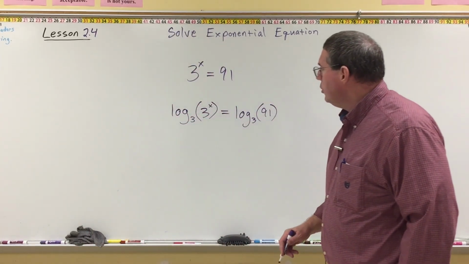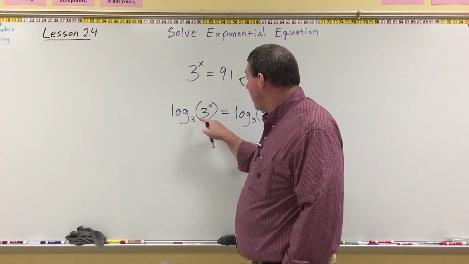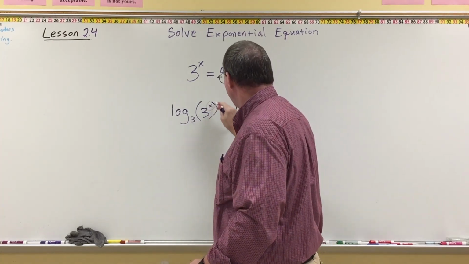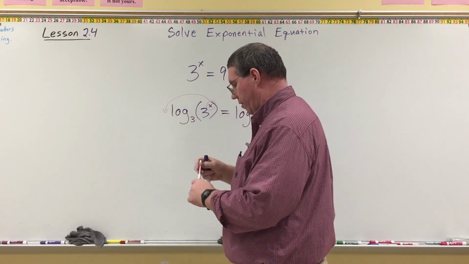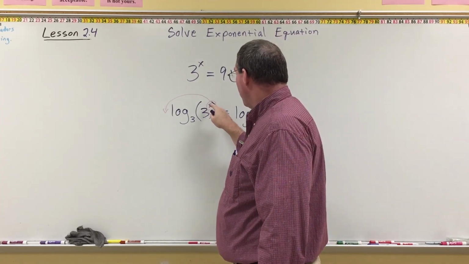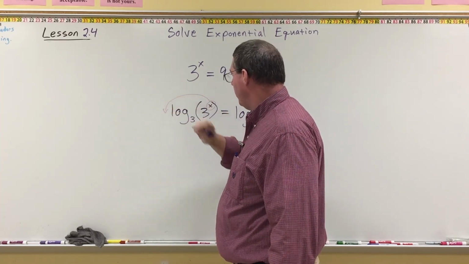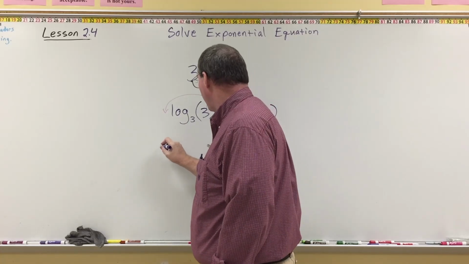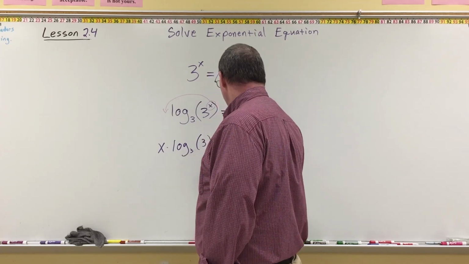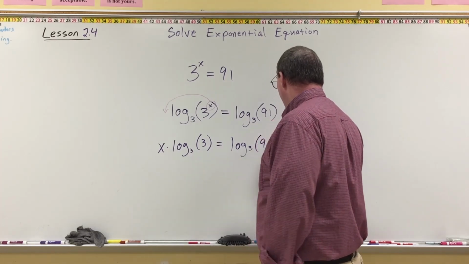Okay? Now I want to remind you that when we learned the properties of logarithms, one of the properties we learned is that inside of a logarithm, if there's an exponent, that exponent can be moved to the front of the logarithm as multiplication. And so that's what we're going to do here. We're going to take that x off the 3 and move it to the front of the logarithm as multiplication. And so we're going to wind up with x times log base 3 of 3 equals, this side's going to stay the same for now, log base 3 of 91, okay?